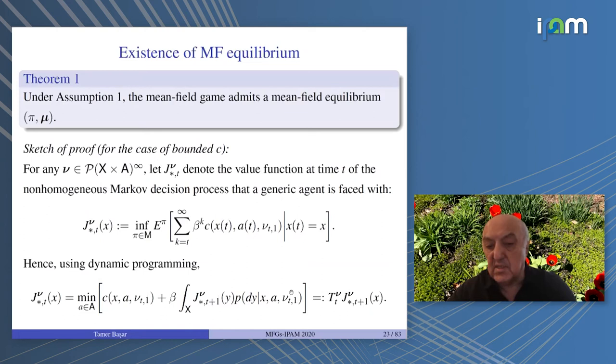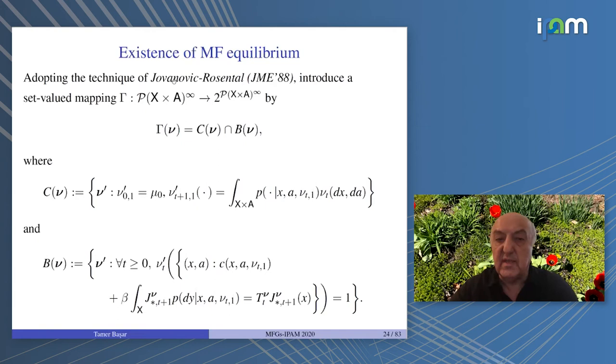Then for each mu or nu at one, that means this corresponds to the mu I had earlier, and you write down the dynamic programming equation, and then introduce this. It follows a technique that was first introduced by Jovanovic and Rosenthal, Journal of Monetary Economics in 88. You introduce a set-valued mapping, and again, we have a fixed-point equation which involves two relationships. The first one, C nu, is essentially the update mechanism from the measure at time t to the measure at time t plus one.